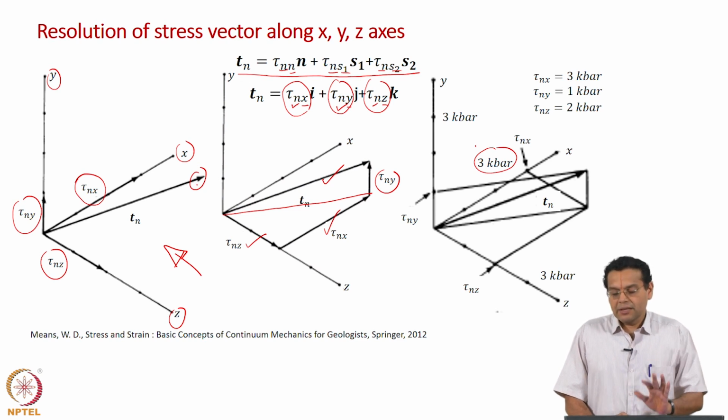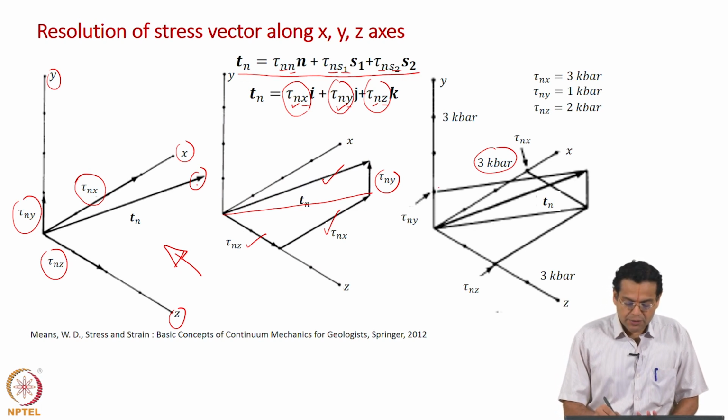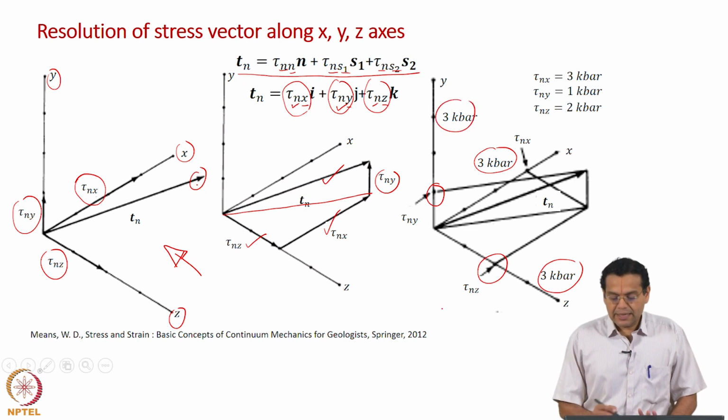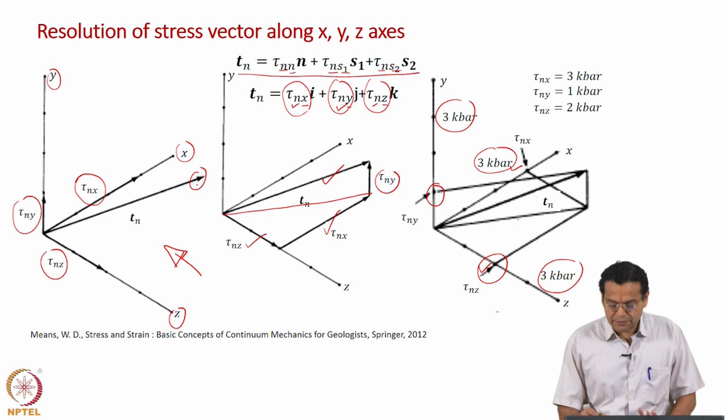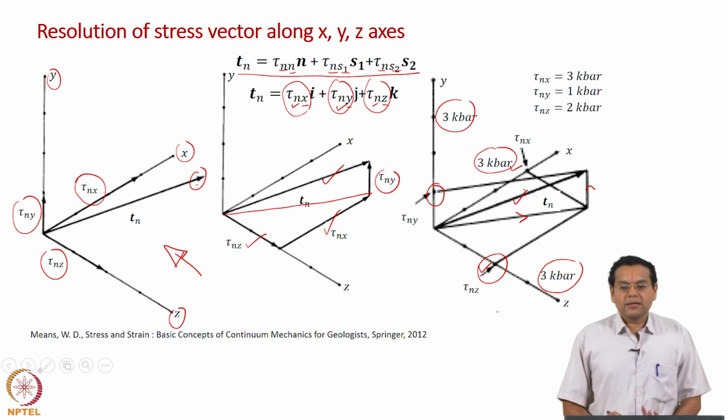So, that is why the unit is kilobar, something like our pressure, okay, kilobar, and then tau n y is just 1 kilobar, okay, and tau n z is 2 kilobar. This 3 kilobar is for representing the scale, okay. So, now once again the same construction is shown here. Let us say you take this 3 kilobar and then this 2 kilobar, you get this vector, to that you add this 1 kilobar and you get this stress vector, okay.